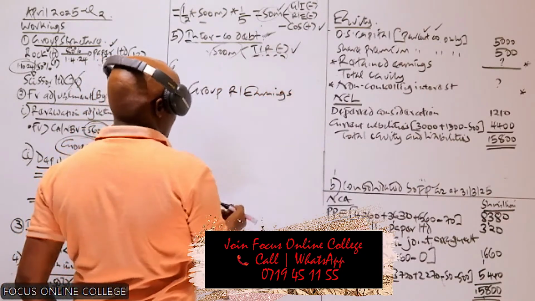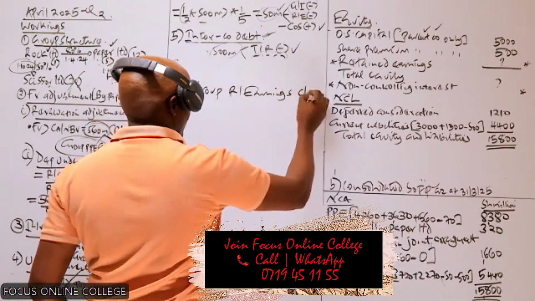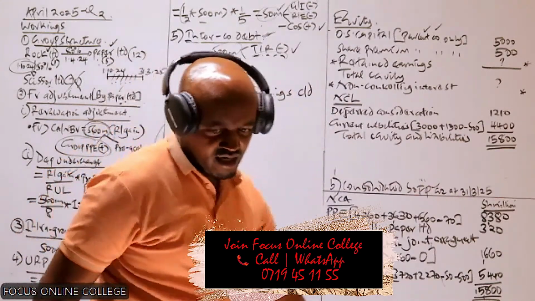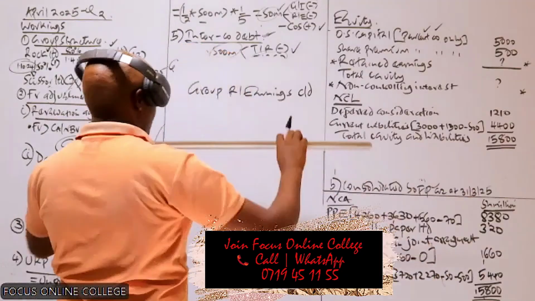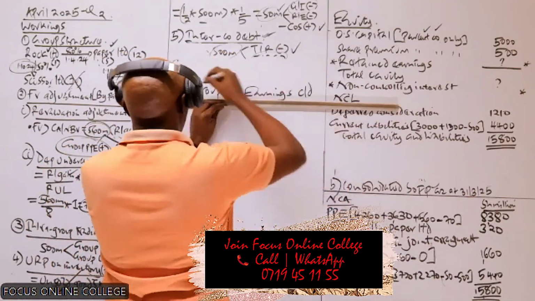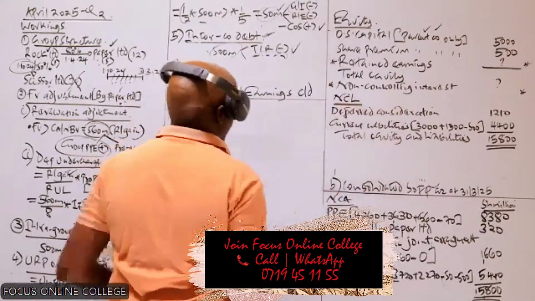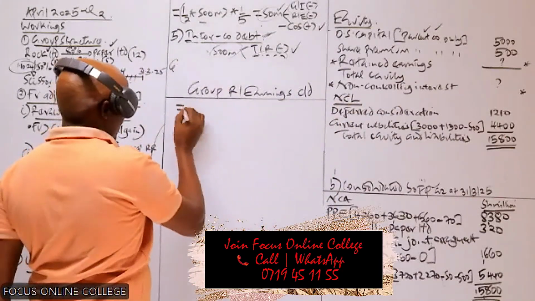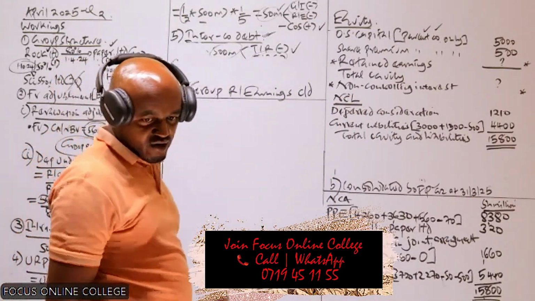The group retained earnings at the end of the year, that is carried down. So how do we compute this one? How do we compute this? The first thing maybe you need to remember is the formula.